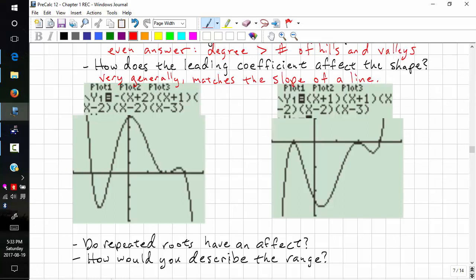Okay, so we have x plus 2, x plus 1, x minus 2, x minus 1, and x equals 2 is a repeated root, and we can see that it bounces off. This is not a repeated root, and you can see it goes through, goes through, goes through. So we have x plus 1, x plus 1, x minus 2, x minus 2, x minus 3. So we can see x equals negative 1, we have a repeated root. X equals 2, we have a repeated root. x minus 3, it's not repeated and goes through. So 2 repeated roots bounces off.